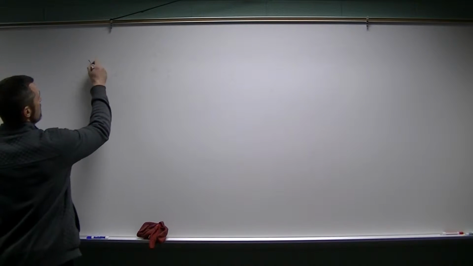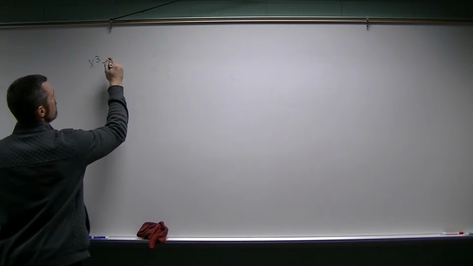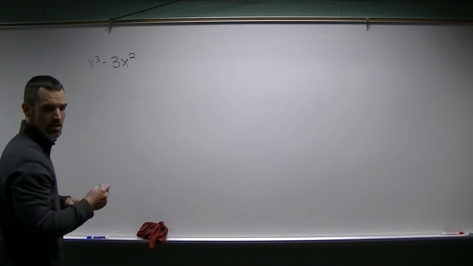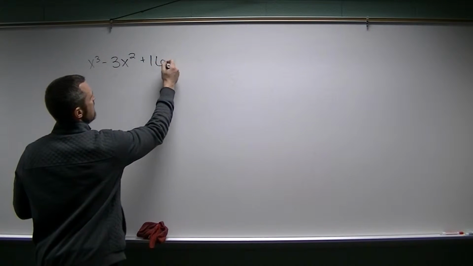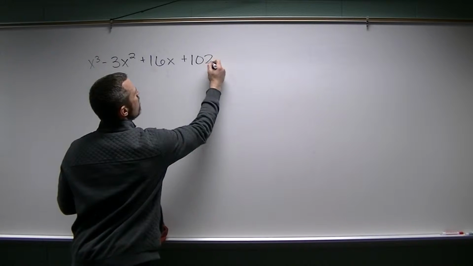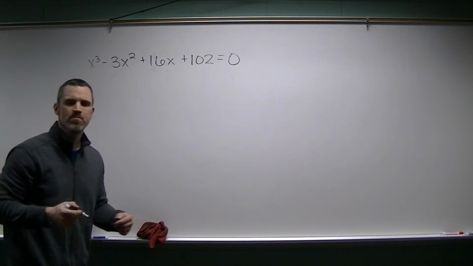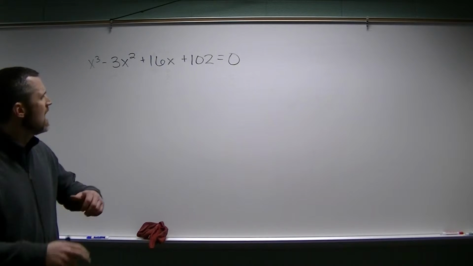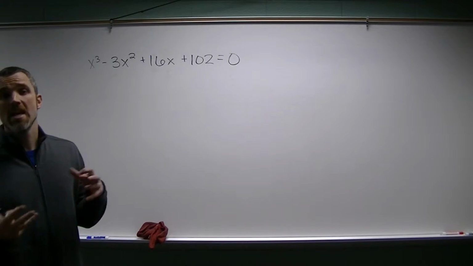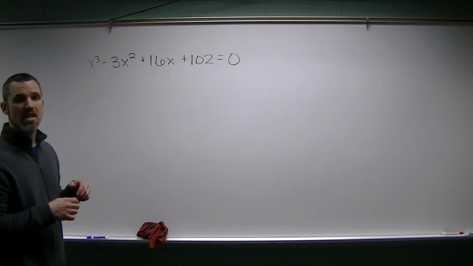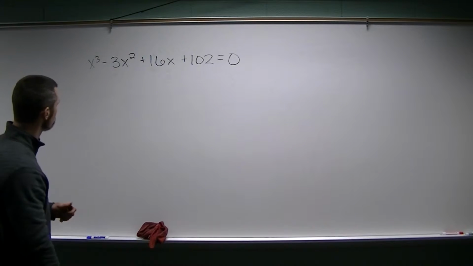x cubed subtract 3x squared, add 16x, add 102. Now I'm going to go ahead and look for the zeros again. Keep in mind, if this wasn't set equal to 0, if I was looking for when this equals 50, I could always subtract that 50, make it equal to 0, make it that friendly form again. But for the sake of solving, we're just going to look at this one really quick.